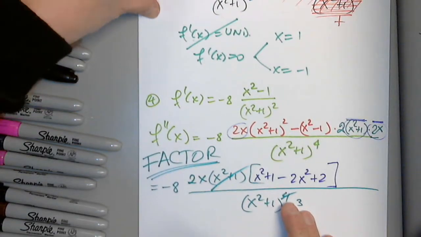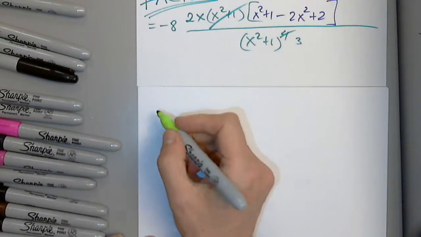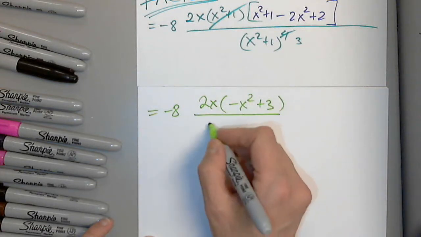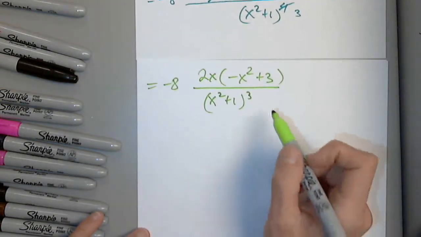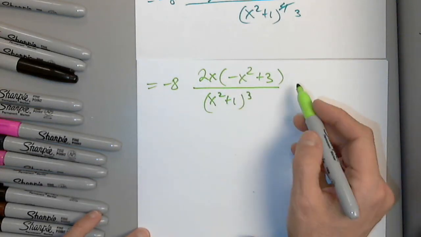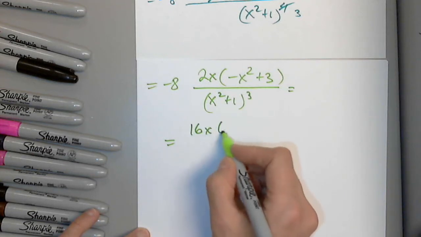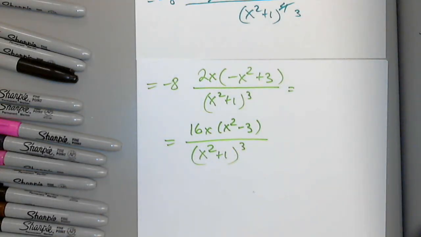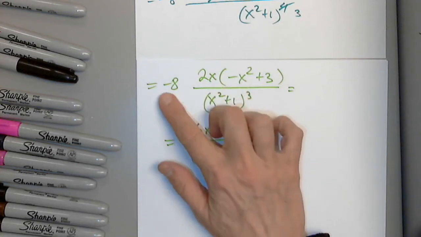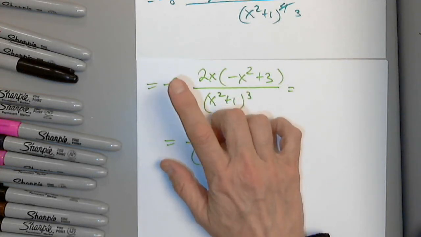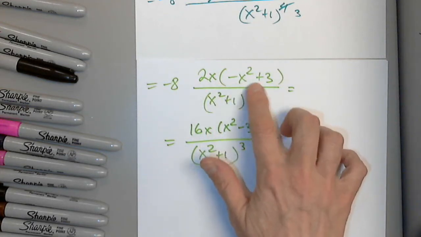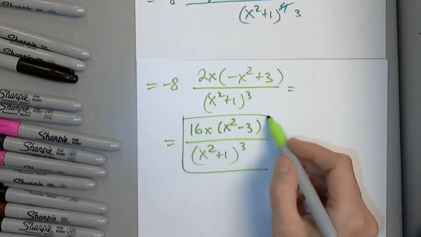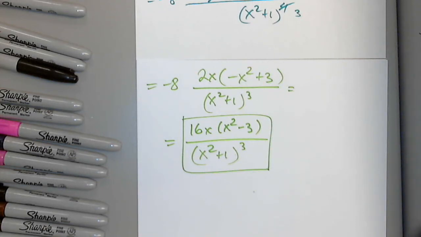I'll stop, promise, when I finish this. So this is negative 8, 2x, and in parentheses we have negative x squared plus 3 over x squared plus 1 to the third. I change the sign by factoring out. So then I have 16x, x squared minus 3. I took out a negative 1 that changes this into positive. So that 8 times 2 is 16. I copy the x, and when I factor out negative 1, I get x squared minus 3 inside. So we have to find the inflection points, and we have to find the sign of the second derivative.